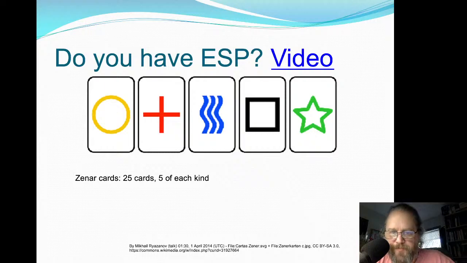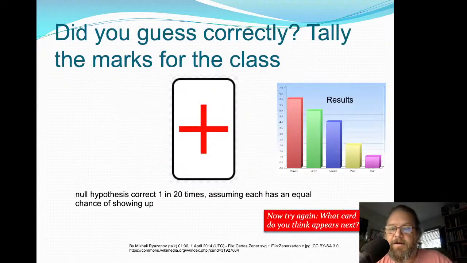So go ahead and take a moment and pick a card. What card do you think is going to show up next? Is it a circle, a plus, wavy lines, a square, or a star? Made your selection? Okay. So I had selected a plus. I've done this over the years, and because you guys are somewhere else, I can't actually query you very easily.